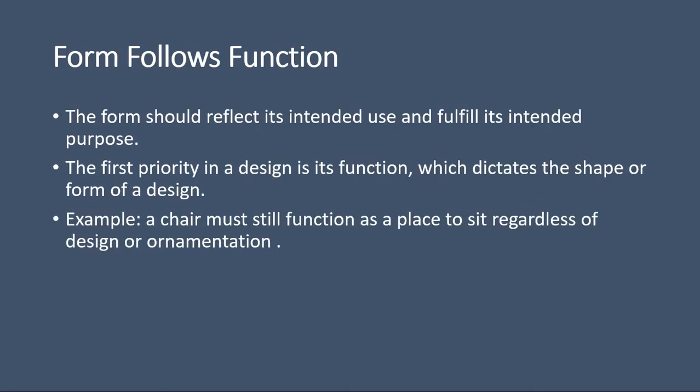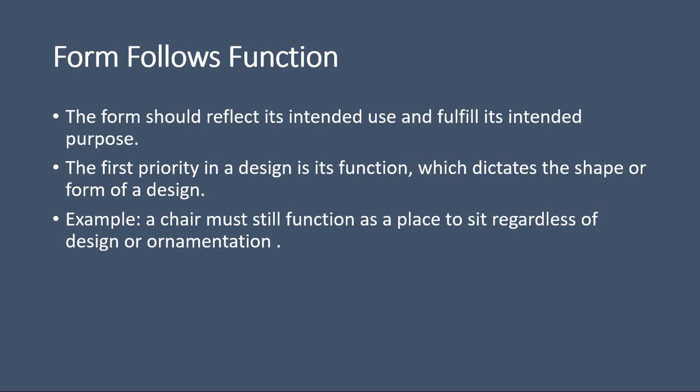It's what we teach in this class. It's called form follows function. The form should reflect its intended use and fulfill its intended purpose. As an example, the purpose of a chair is to sit in it. So if you design a chair, it doesn't matter what that chair looks like. If you are able to sit in it, it meets its function. If you design a chair with a giant spike in the middle of it, you took away its intended function, which was to sit in the chair, so it no longer works.